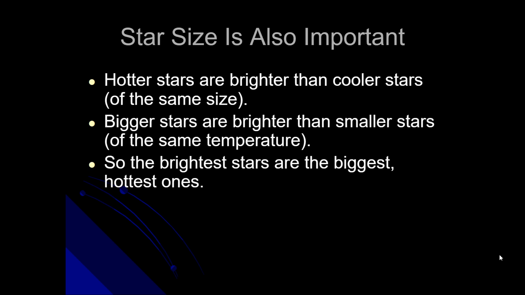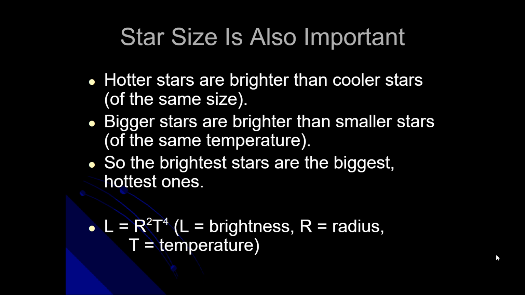So the brightest stars are the biggest, hottest ones. Okay, this is the formula that you can use to determine that. This is the brightness, this is the size, this is the temperature. The larger this is, the higher this is. The smaller this is, the smaller this is. Okay, when you have the same temperature.